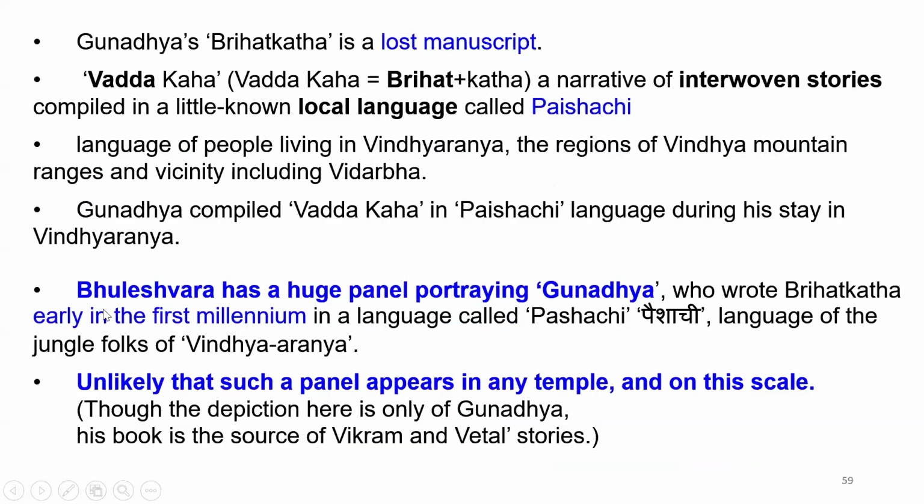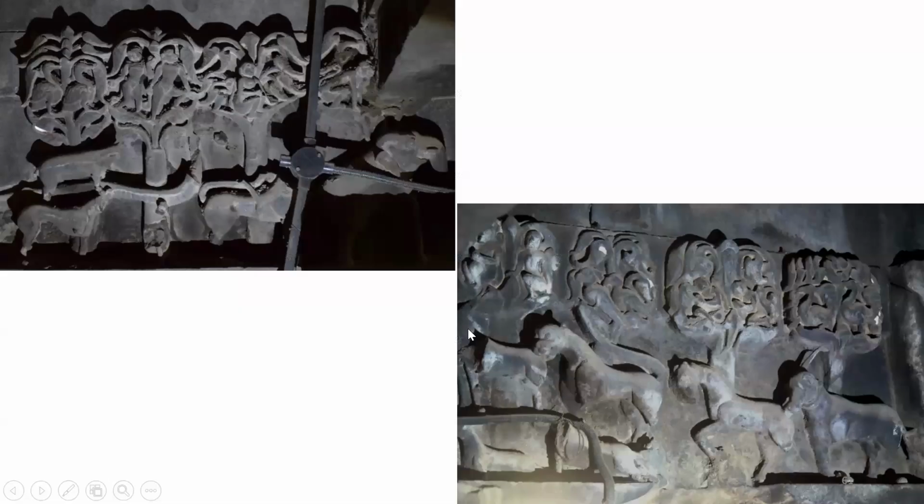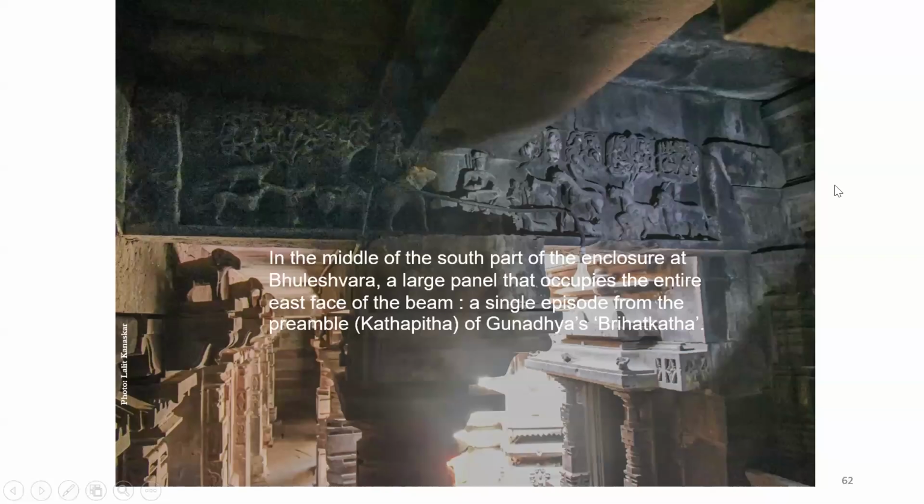And this I could challenge you. You will not find a huge panel depicting Gunadya, who wrote in Paishachi language, in any other temple on this scale. And this is the entire beam at Bhuleshwar, and he is seated there, and he's reading and burning them because the king was too vain to accept it. And the animals are enthralled, and they're listening to him in rapt attention. And it's worth reading. The stories are very interesting, and you see the details, birds, animals, creepy crawlies, everybody is listening to him.